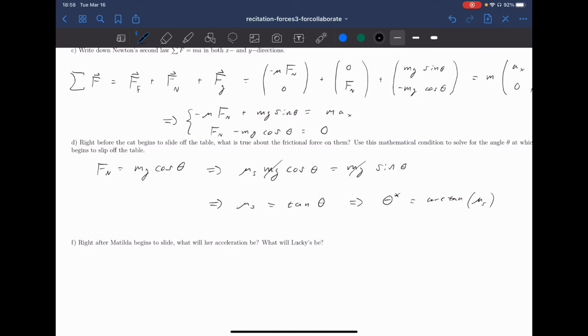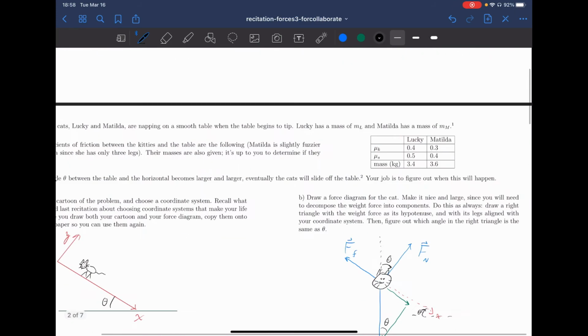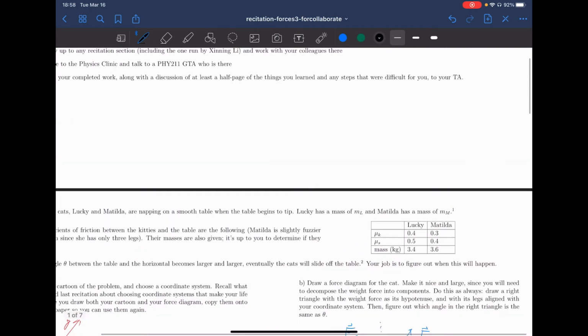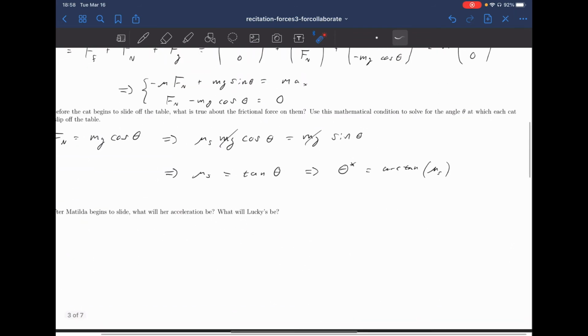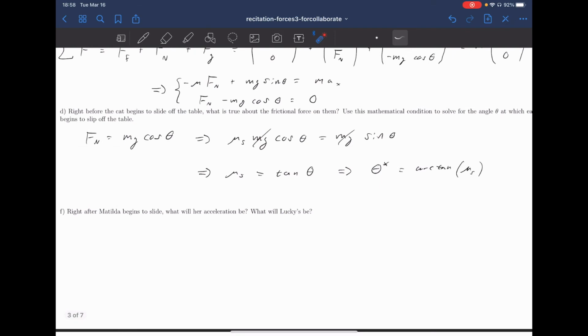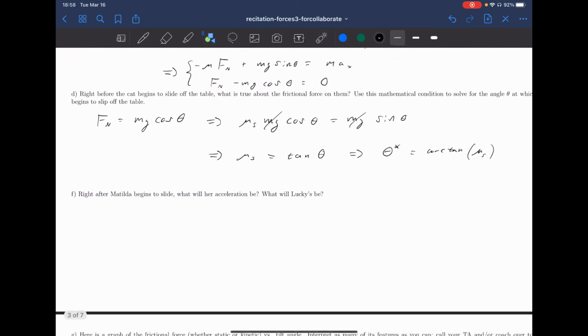So I'm not going to plug these numbers into my calculator, but you can find theta for each cat because we're given mu s for Lucky and Matilda, and you can plug those in the formula. And this doesn't depend on mass, so you don't even need to worry about it, and you can find the theta for each of those. So let's put that in a box.